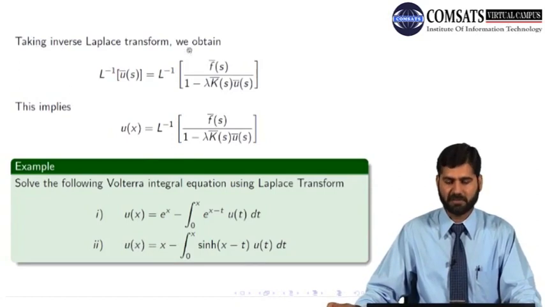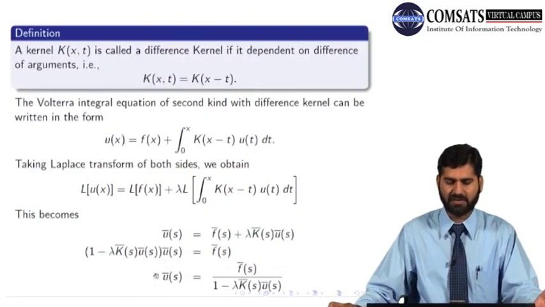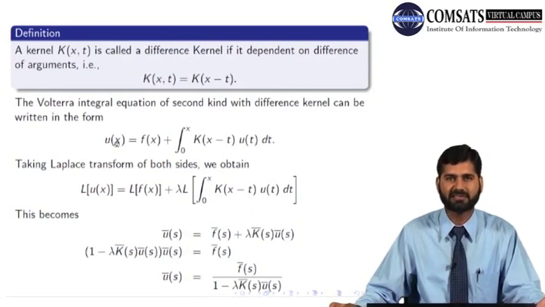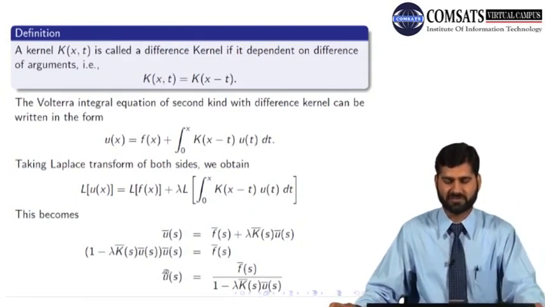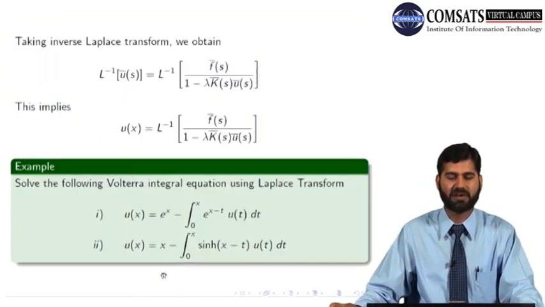So taking the inverse Laplace, because I'm not interested in u bar of s, I'm interested in u of x. All right. So this is the Laplace transform of u. So I need to take the inverse Laplace transform to get rid of this. If I take the inverse Laplace transform, I'll get u of x back, and I'll be left with L inverse of this whole thing.